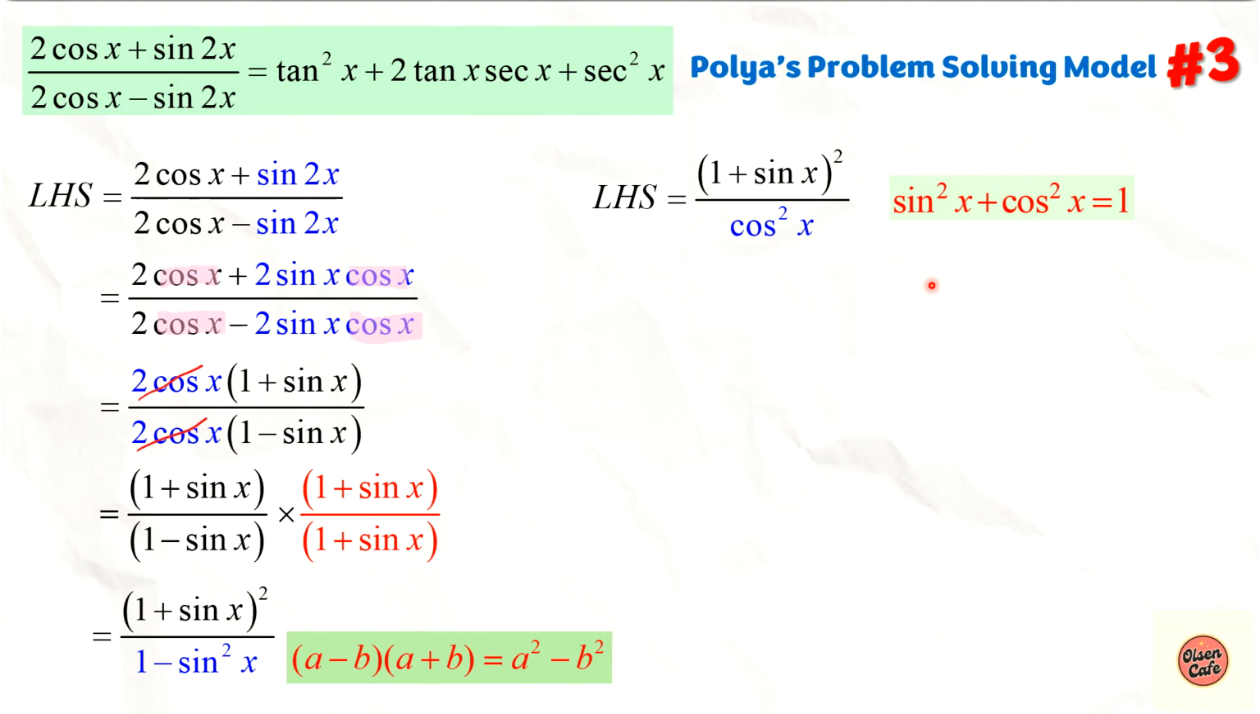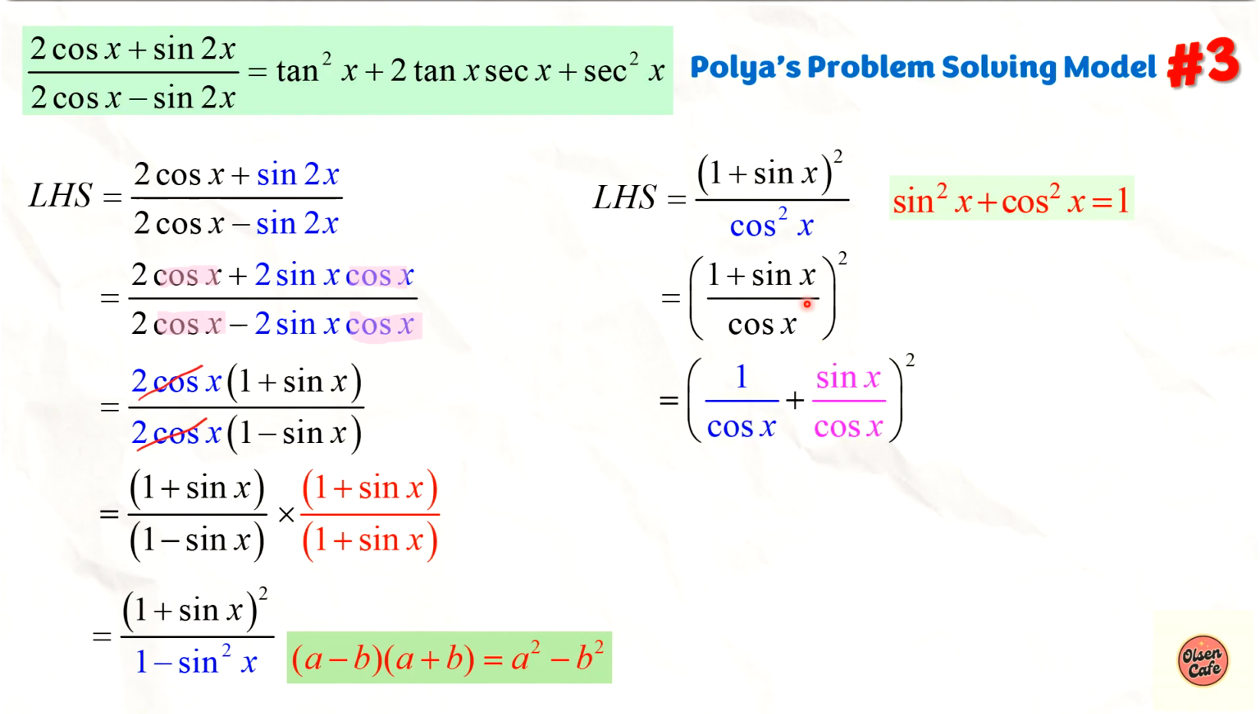Now the next stage is simply algebraic manipulation. I'm just going to take out the square. Because I can see there's a fraction, I can actually split the fraction into 2. By doing this, I will get 1 plus sine x divided by cosine x. Once I've done this, what do you notice? If you take a look at the question, I need to rewrite it into tangent and secant. So are you able to see the correlation?